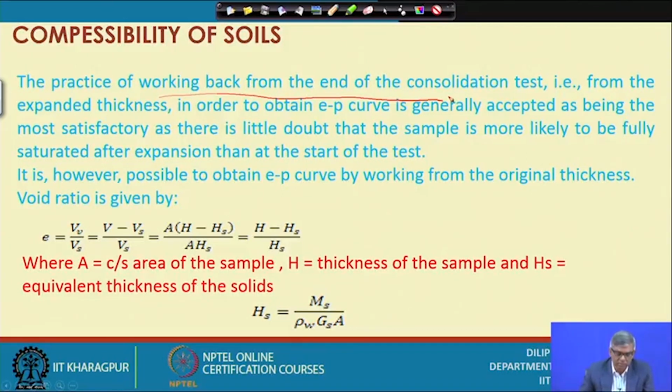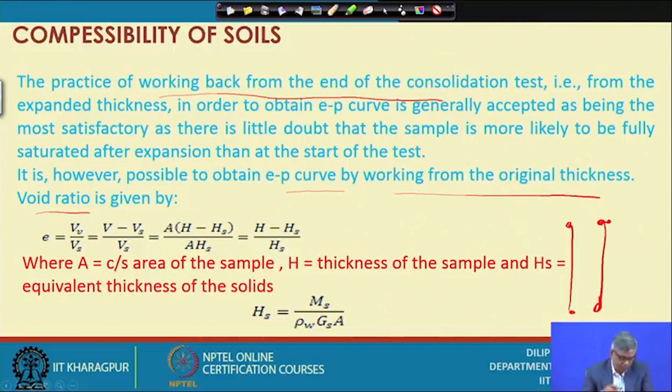From there I get the void ratio, and then we go back to the original. That is the calculation we have done, and because of this advantage it is a well accepted method. But to obtain an e-p curve by working from the original thickness, that means we have got it from back to front. Some may prefer going directly from front to back, because this was the first void ratio and this was the last void ratio. I will first find out the first one and the last one will be that. So, that way also it can be calculated.